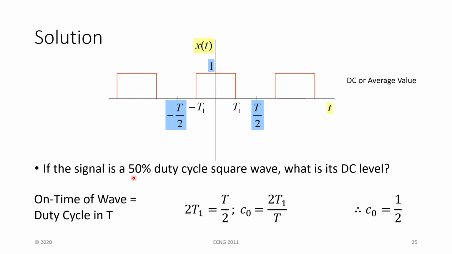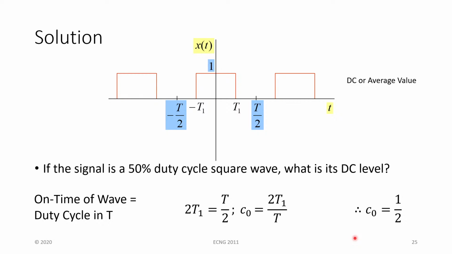For a 50% duty cycle, the on time is going to be T divided by 2, where T is the period. We know that C0 was 2t1 on T. If we substitute 2t1 with T on 2, we get T on 2 divided by T, and the T's cancel, so we end up with C0 equal to a half.